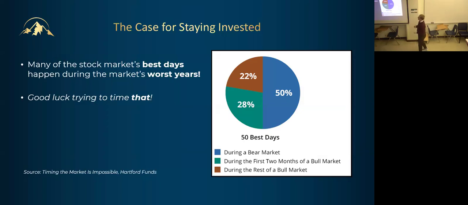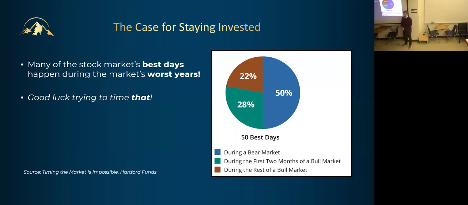Again, many of the stock market's best days happen during the market's worst years. You want to know when half of the stock market's best days are? During a bear market. Half of the best trading days, the best returns on the day, are in a bear market. And another quarter of them are in the first 2 months of a bull market.